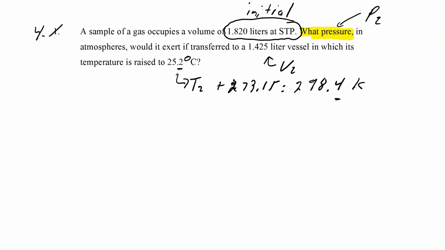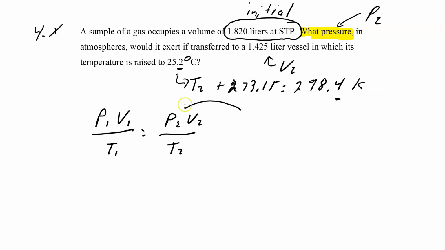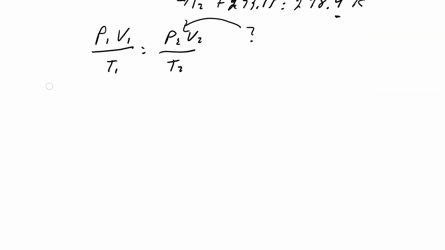So again, our combined gas law equation is P1 V1 over T1 is equal to P2 V2 over T2. In this problem, we're asked to solve for the final pressure, P sub 2. So let's do our algebra and then substitute the values in. We've already assigned the values to everything. So let's do the algebra. P2 then is going to be equal to P1 V1 T2 over T1 V2.